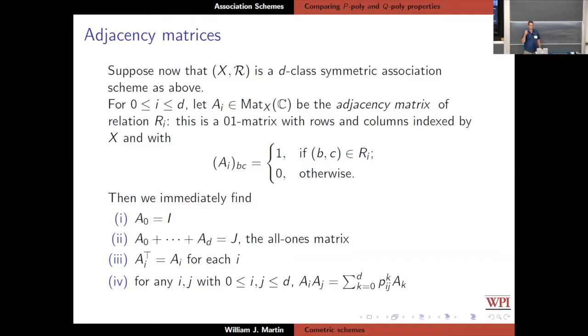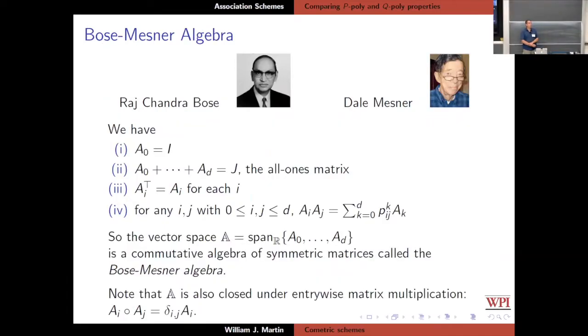And that regularity condition, the fundamental definition of an association scheme that these p_ij^k exist, tells us that this vector space spanned by the A's is closed under matrix multiplication, and the p_ij^k are exactly the structure constants. So this is the linear algebra definition of an association scheme. The vector space spanned by A0 up to A_D is a Bose-Mesner algebra.